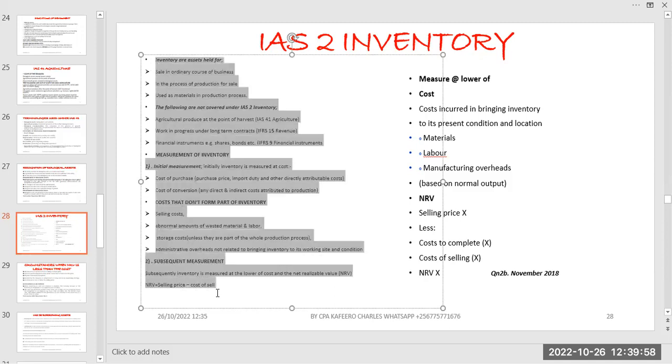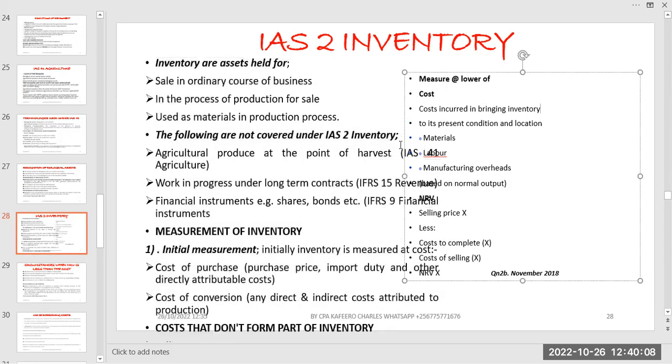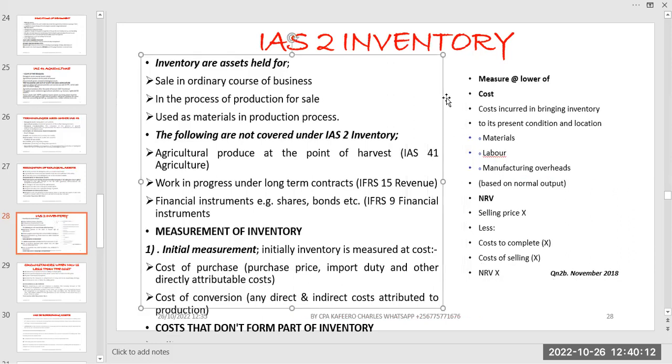Let me try to increase a bit. As we are going to be seeing them, maybe I put it to 20 so that you can be able to see my screen. Yeah, just this one. Okay, hope you can be able to see.